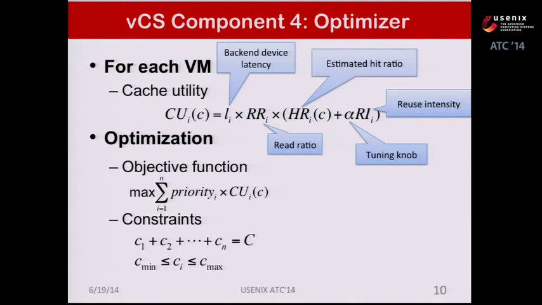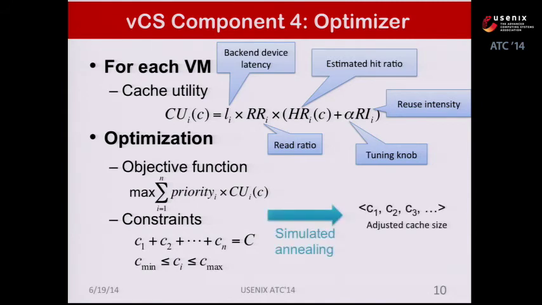The optimization is then quite straightforward. We want to maximize the overall cache utility, which is the total cache utility of all VMs, weighted by their priority levels. Such optimization has to satisfy 2 constraints, though. First, the per-VM allocation adds up to the total cache space. Second, for each VM, the allocation has to fall into a pre-configured range, again set by the sysadmin. The problem is NP-hard, and we used an open source tool that performs simulated annealing for approximation. The result is then the new allocation for the next time period.